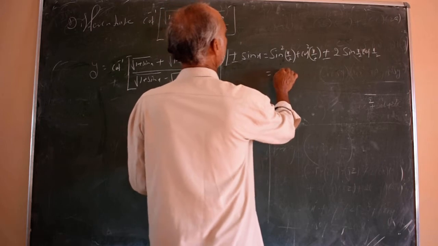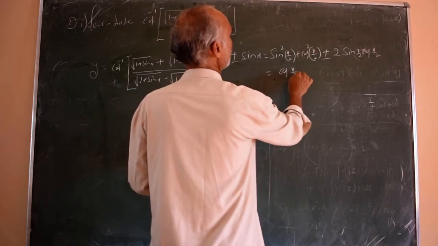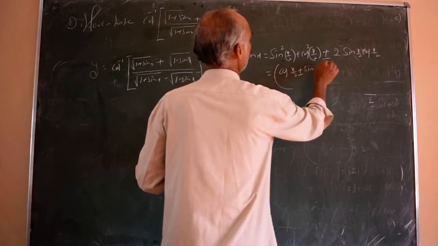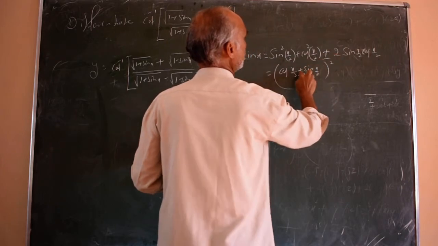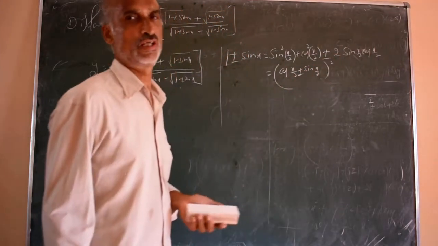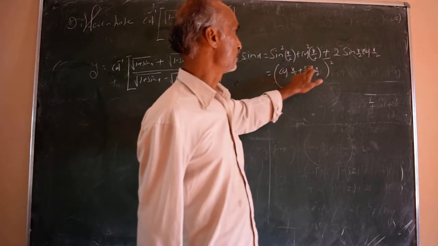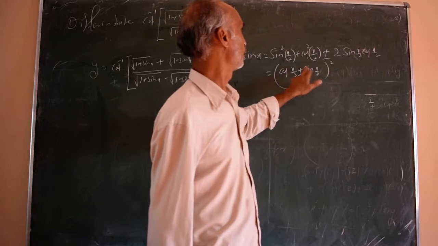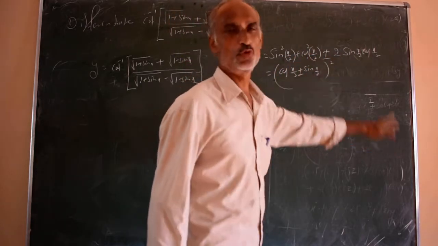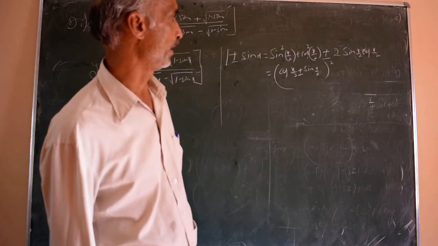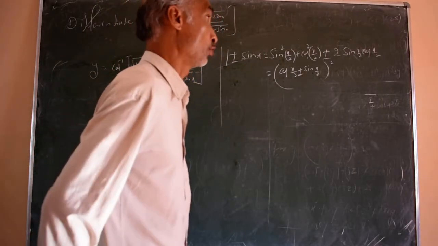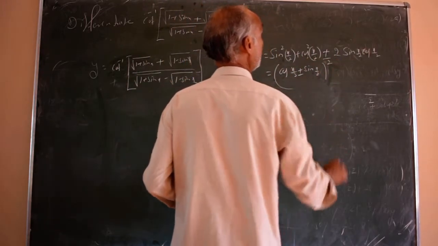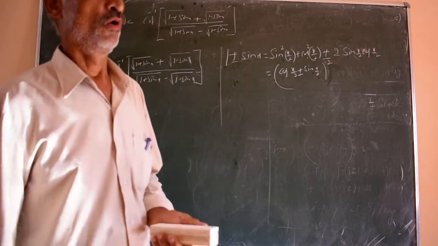So now I will write it as a plus b the whole square, that is cos x by 2 plus sin x by 2 the whole square. If it is plus, then here comes plus; if it is minus, then here comes minus. A plus b the whole square is a square plus b square plus 2ab, and a minus b the whole square is a square plus b square minus 2ab. Therefore, it is in the form cos x by 2 plus or minus sin x by 2 the whole square. Mind that one: sin first, cos second.